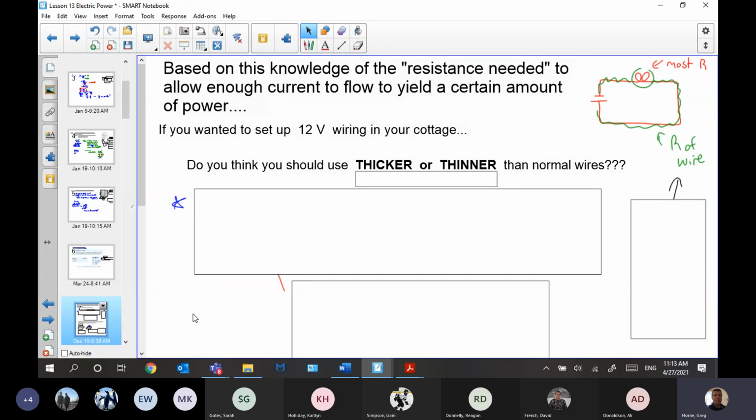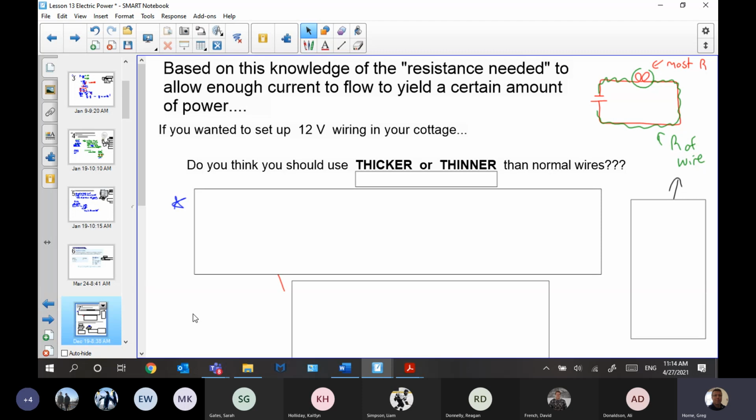And if you're wiring up a cottage with 12 volt wiring, do you think the wires should be thicker or thinner than normal house wires? You're going to try and use a 12 volt source, a whole bunch of 12 volt batteries hooked up, to provide enough energy to make light bulbs run, and other small appliances that can run on 12 volts. Do you think they should use thicker or thinner than normal wires? It's a bit of a guess, and I won't subject you to having to guess, but maybe a lot of people might think thinner because it's only 12 volts, not that dangerous, no big deal, right?